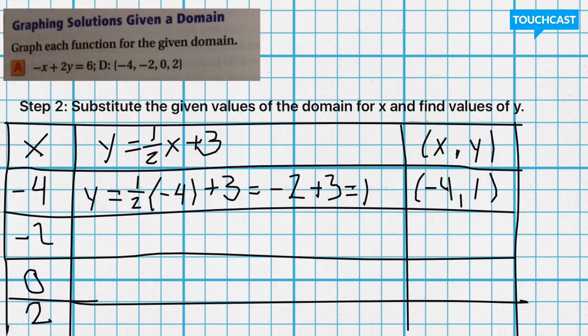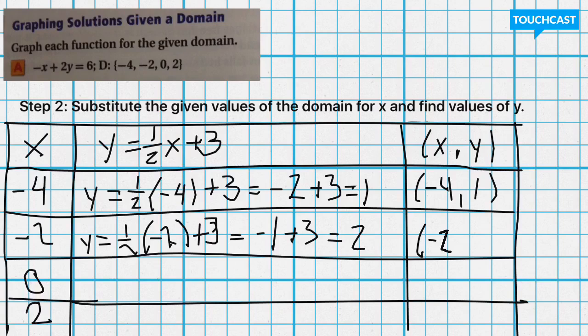Now let's do that for the other x values. We have y equals 1/2 of negative 2 plus 3. 1/2 of negative 2, that is simply negative 1. And when we add 3 to negative 1, we result in 2. So our ordered pair is negative 2, 2.